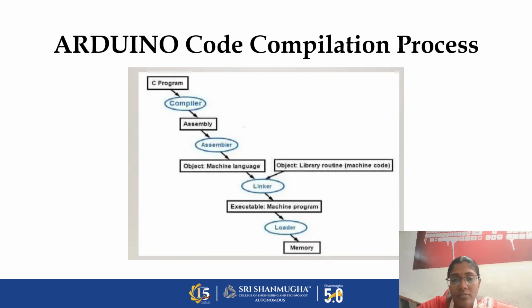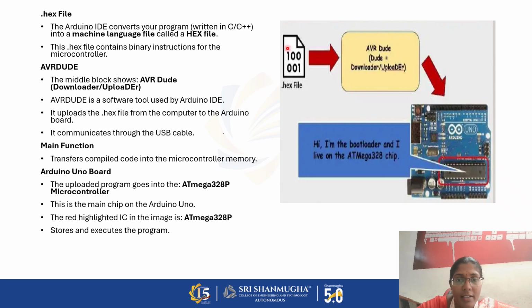Here you can see the hex file. The Arduino converts your program written in C or C++ into a machine language file, which is called a hex file. So the Arduino software can understand the hexadecimal file in the number system. That is, the file will be in the .hex format. The .hex file contains the binary instructions for the microcontroller.